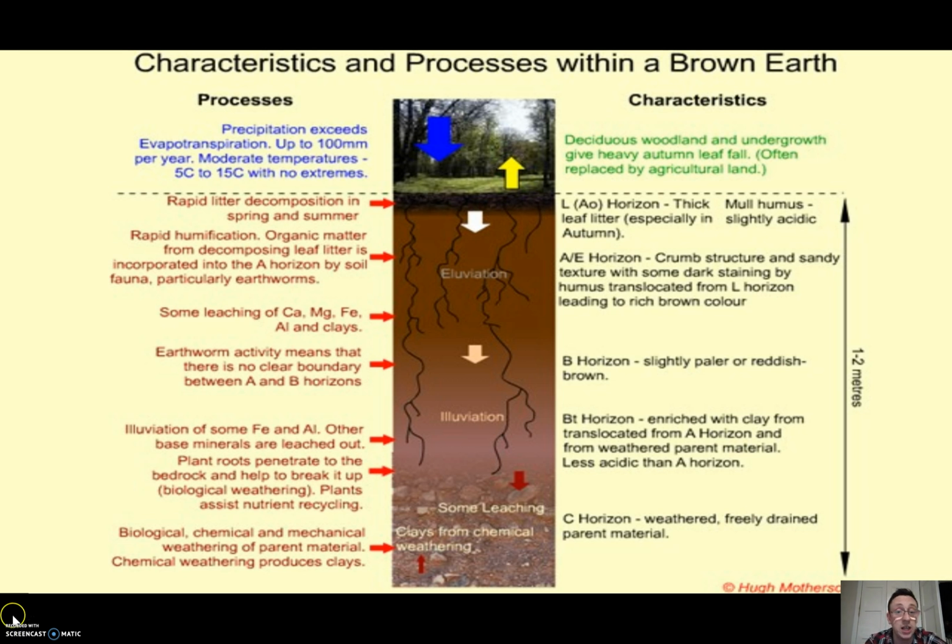Now, I'm going to draw this one to an end here, guys. We've got one more soil profile that we're going to look at, and that will be in the next video, and that's looking at tundra gley.